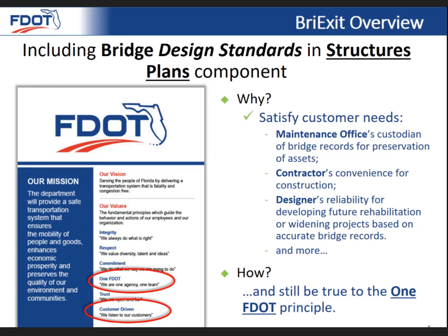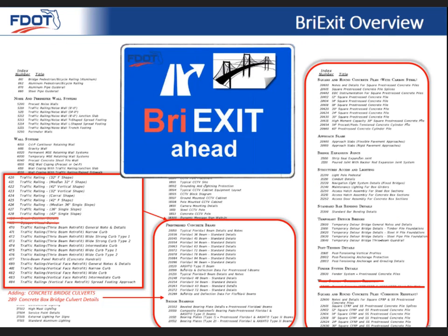So how are we going to do this and still be true to the One DOT principle and not completely segregate from the road and traffic standards? So we struggled with that, but we're keeping them all in the same standard plans. As Durwood mentioned earlier, we've just split the naming convention into two subsets of road and bridge.